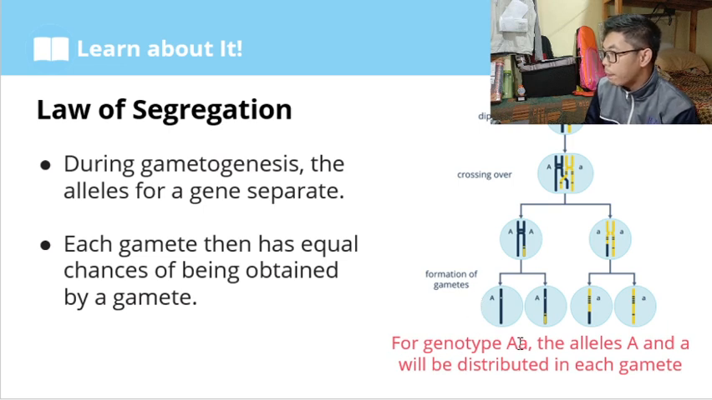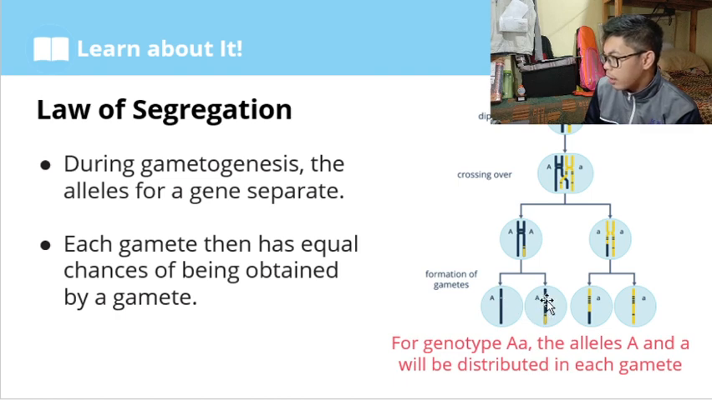For a genotype capital A, small a, the allele capital A and small a will be distributed in each gamete. Makita natin na may crossing over na nangyari dito. Meron tayong capital A and capital A, which is more dominant yung blue area. However, meron din tayong ditong small a and small a. Ito naman yung konti lang yung blue area, pero mas marami yung yellow area. So, kung sabihin natin yung blue is matangkad, at saka yung yellow is actually yung pandak na gene, makikita natin dito pag nag-cross na ito, na itong A dito, pure na matangkad.